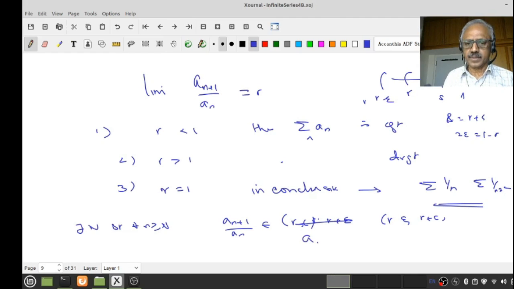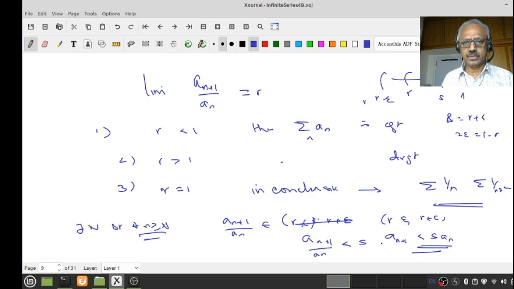In particular, a_{n+1}/a_n, what is my assumption? Therefore a_n is less than R plus epsilon, which is S. That is, a_{n+1} is less than S times a_n, for all n greater than or equal to N, this happens. So this brings you back to my version. Similarly, the second, so I don't want to do anything more, that's okay.